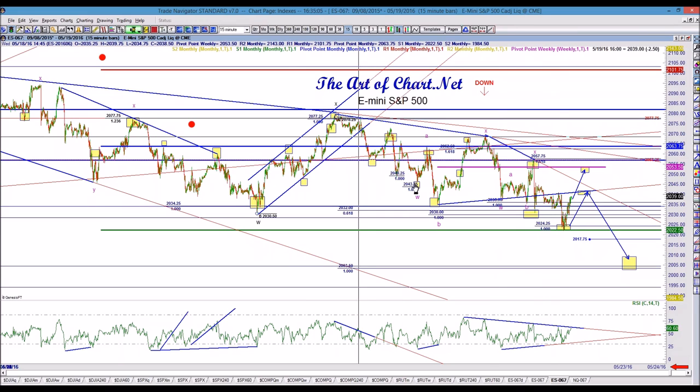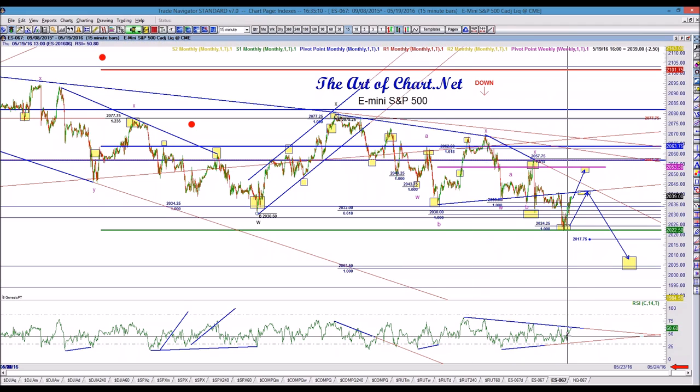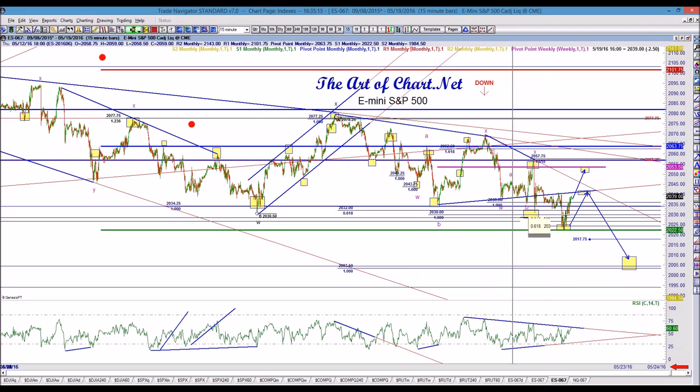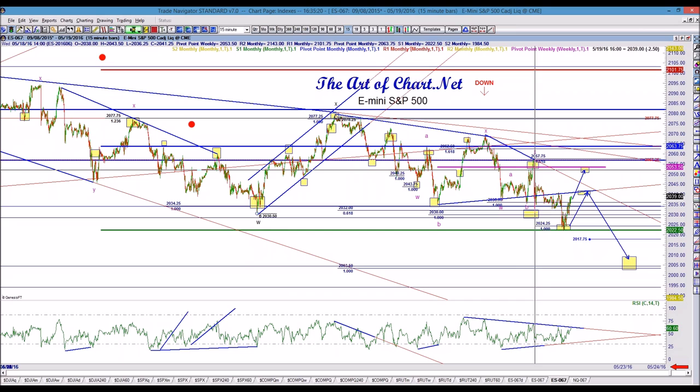So that's an example of recognizing patterns inside of a structure and then knowing how to trade it. We were short up here because we said, watch this area. And the trading system, I'm just going to go over it again. Here's the previous swing.